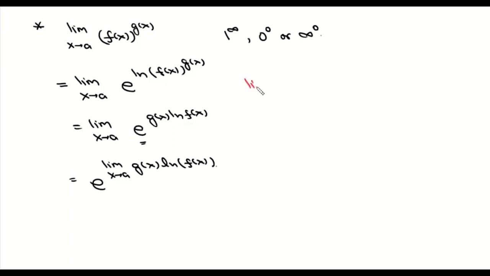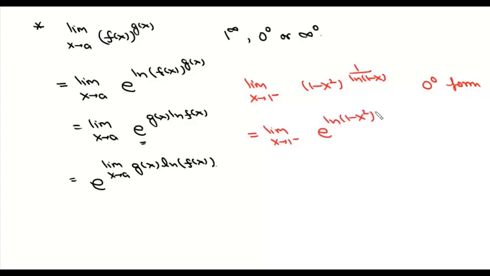And we take an example. Say we have this limit x tends to 1 negative, (1 minus x squared) to the power 1 upon log(1 minus x). Now this is 1 minus 1, 0, and it is 1 upon log 0, which is infinite. So it is 0 to the power 0 form, which is an indeterminate form. Now we can write this limit as limit x tends to 1 negative e to the power log of (1 minus x squared) to the power 1 upon log(1 minus x).